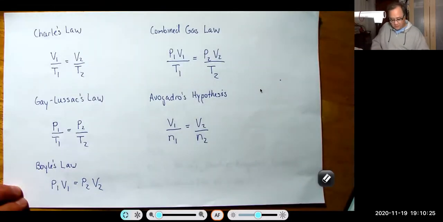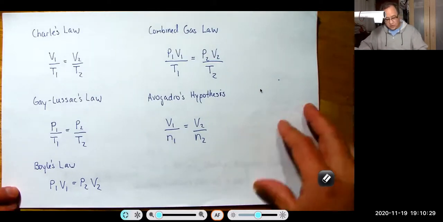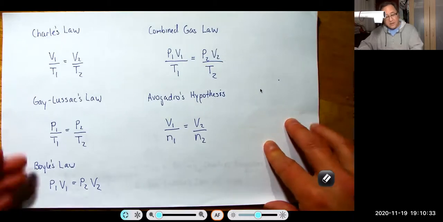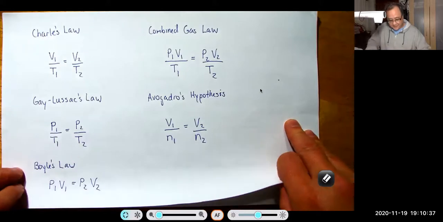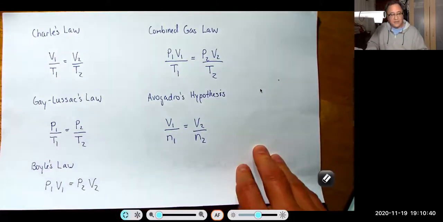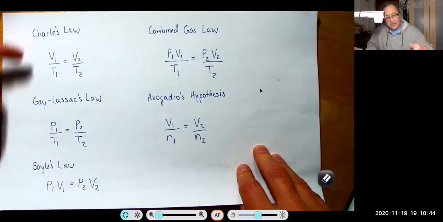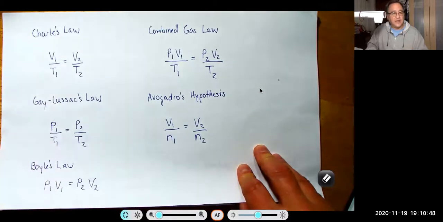So these are the 5 basic laws that you're going to have to use: Charles' law, Gay-Lussac's law, Boyle's law, the combined gas law, and Avogadro's hypothesis. And there's a lot there to remember. And it's a lot easier to do because I don't care if you know the name of the law. I just care that you use the correct one at the right time.